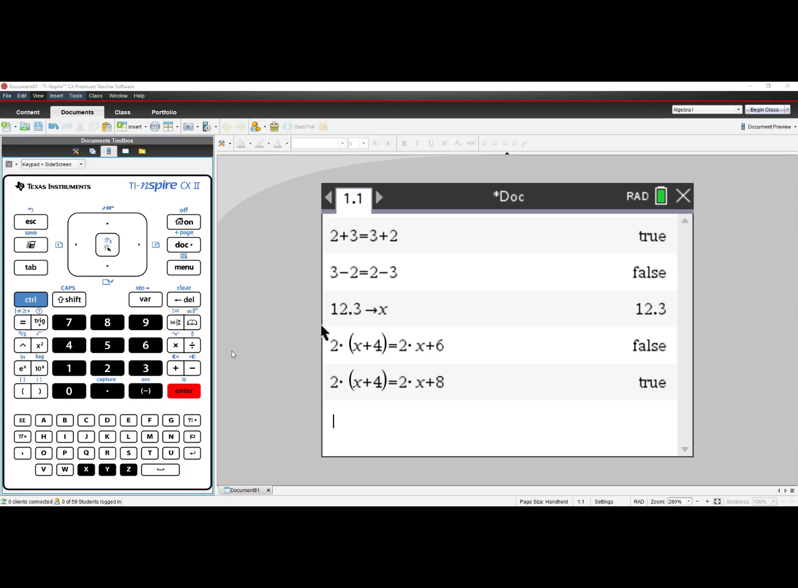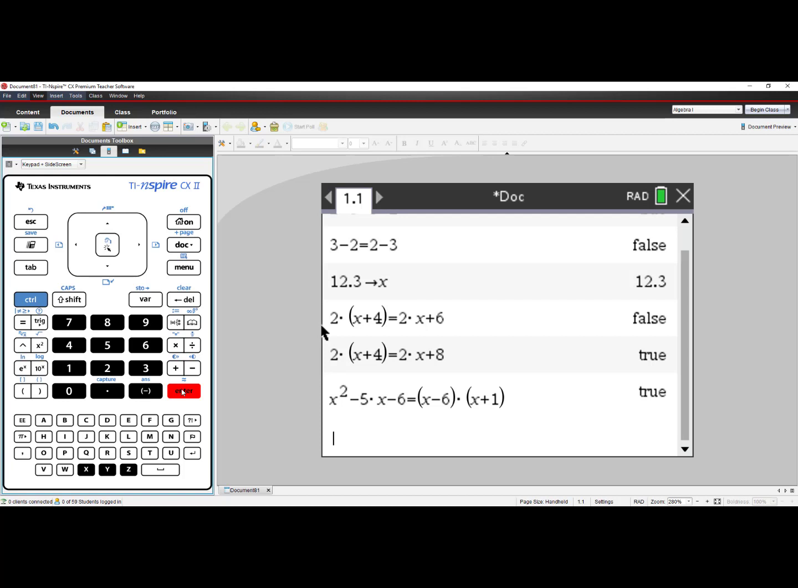I now want to check my factoring. X squared minus 5x minus 6. I set it equal to open parentheses x minus 6 close parentheses, open parentheses x plus 1. When I press enter, I see that I have factored it correctly.